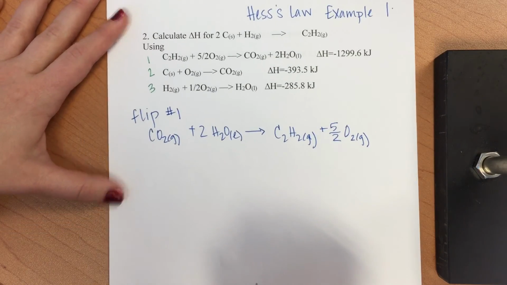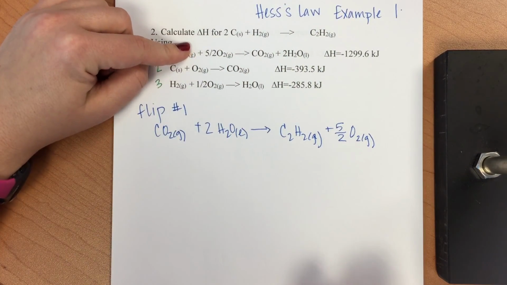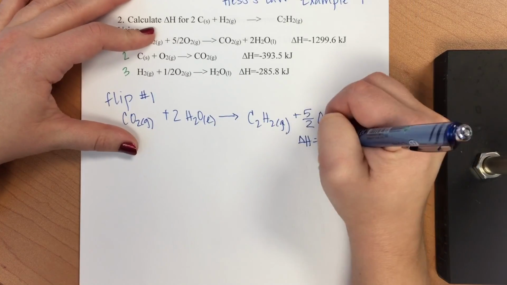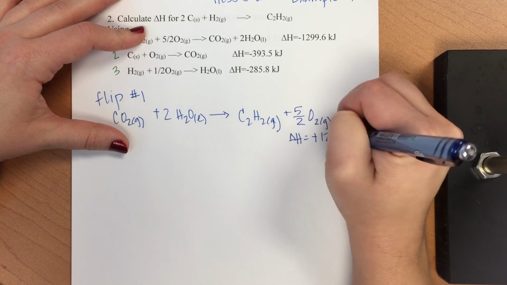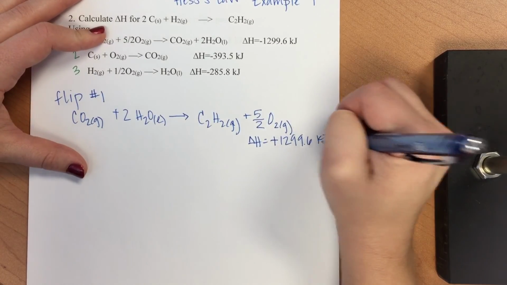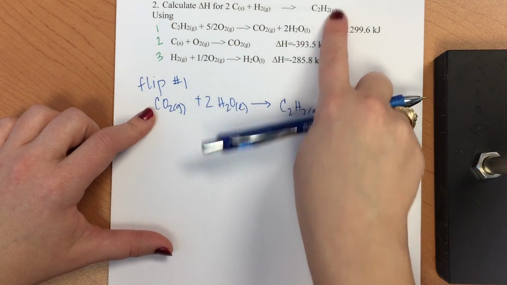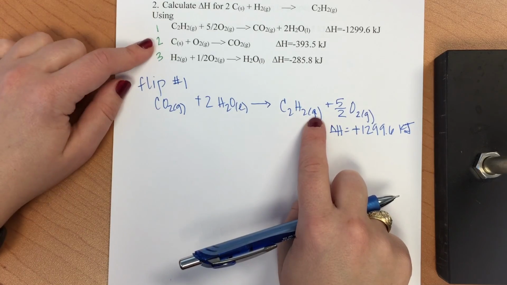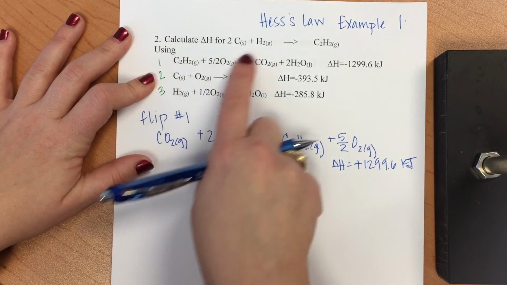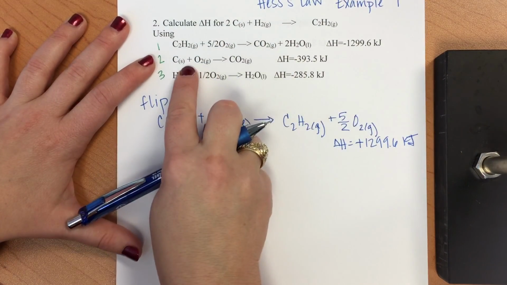Okay, so what happens to delta H? Delta H, when you flip the equation, is the same in magnitude but of opposite sign. So we have delta H equals positive 1299.6 kilojoules. Okay, good. So now we have the product on the product side. Okay, so for the following equation, this has carbon solid, which we need to have 2 moles of here. So we are going to multiply equation 2 by 2.